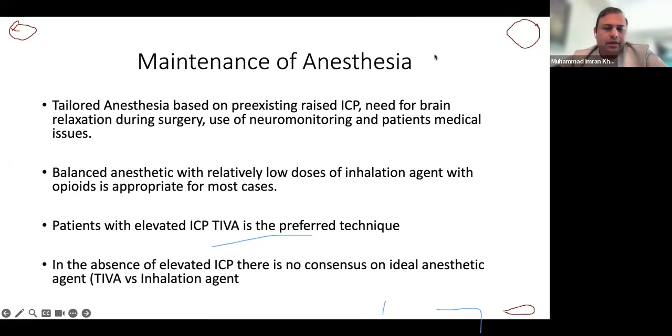So, in the absence of an elevated ICP, there is no consensus on ideal anesthetic agent, whether you want to use TIVA or inhalation agents. However, when the ICP is raised, TIVA is the preferred technique in most centers because it decreases the risk of further raising your ICP.